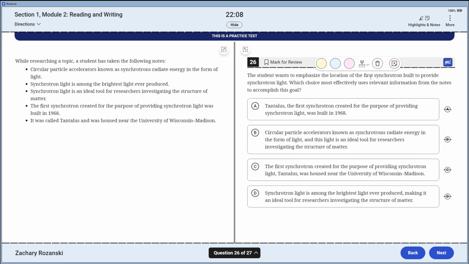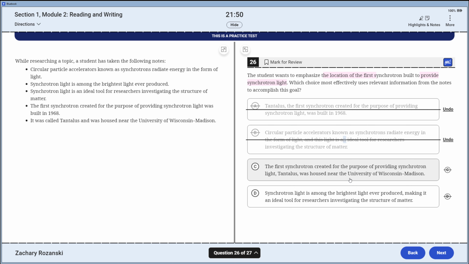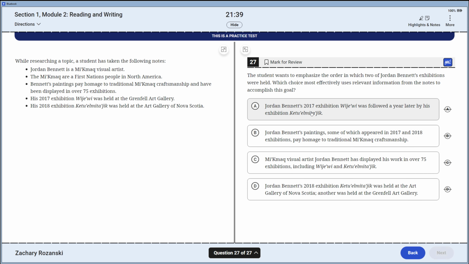I want to emphasize the location of the first one built to provide light. So it's a very specific kind, right? So location, location. This is a "when." 26 is offering a "when," and I don't really think that's what I'm going for. Boo. This does not give me a "when." A lot of words there, though, but it doesn't give me a "when." The first was created for the purpose of providing light, was housed. This doesn't give me a "when." What a weird phrasing for such a weak payoff.